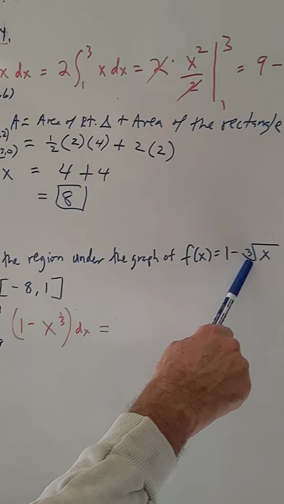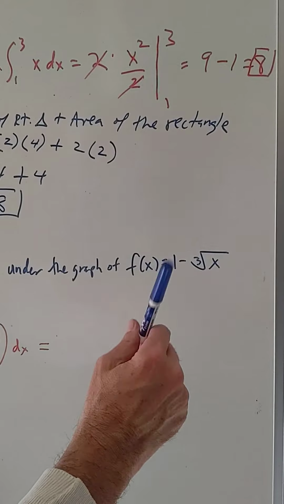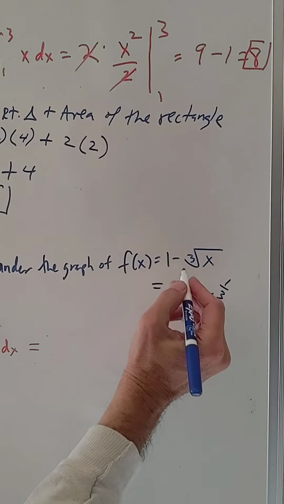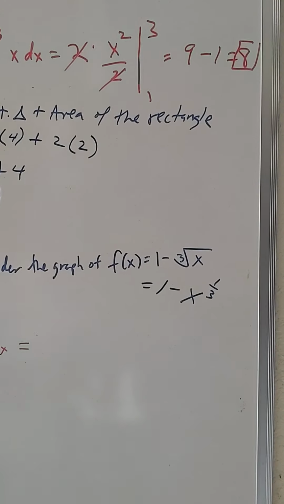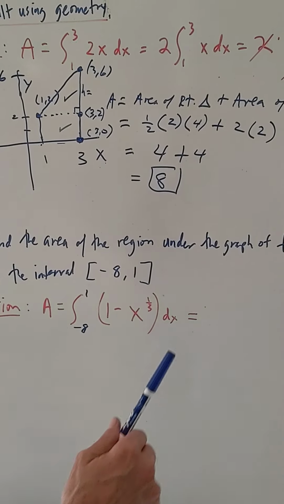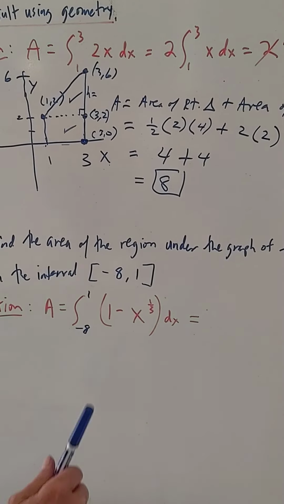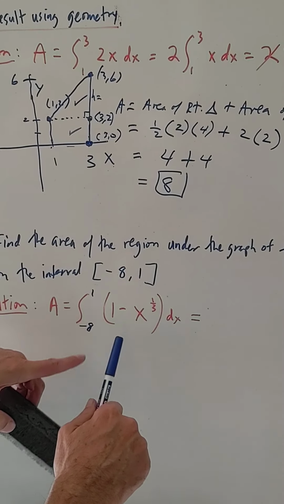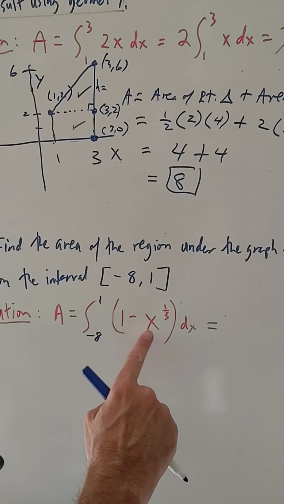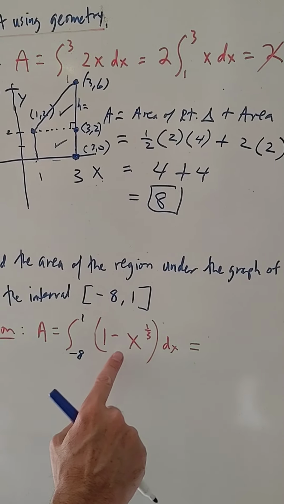And I simplified the cube root of x as x to the 1/3. So think of this as 1 minus x to the 1/3. Cube root means 1/3 power. So that's what I have here. 1 minus x to the 1/3 dx. Okay, so whenever you do a definite integral, the first step is just to find the indefinite integral. What is just this integral? 1 minus x to the 1/3.